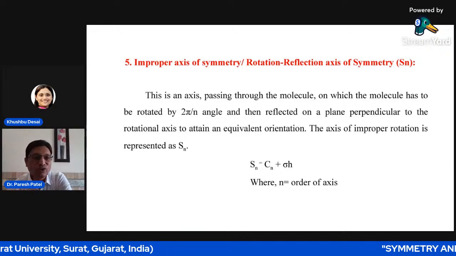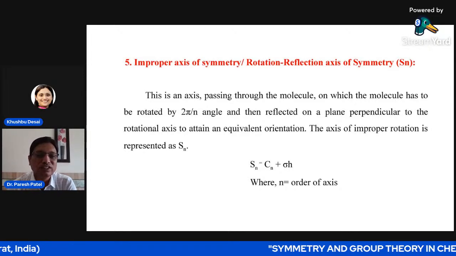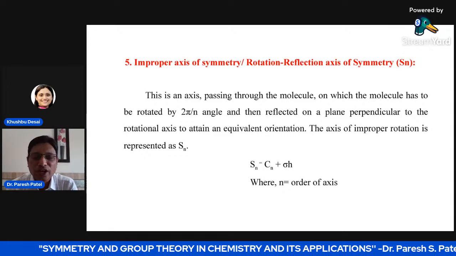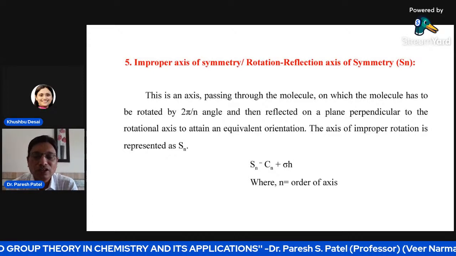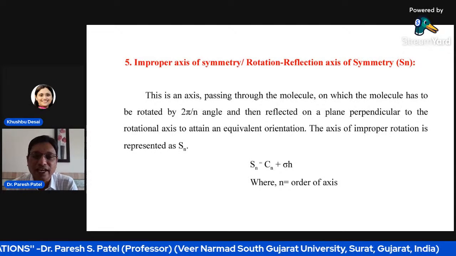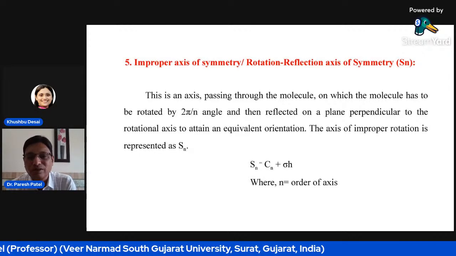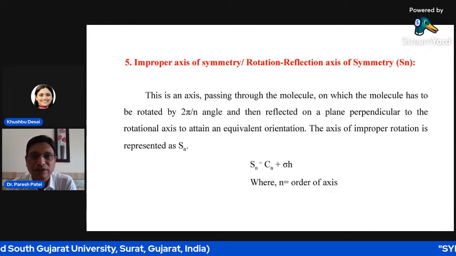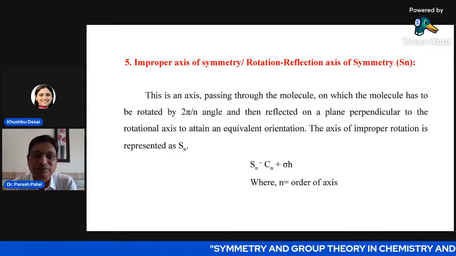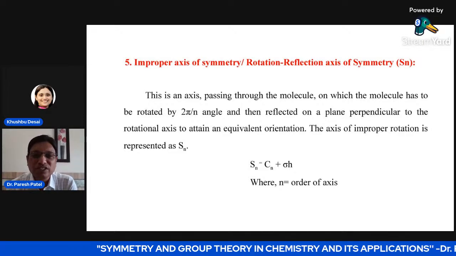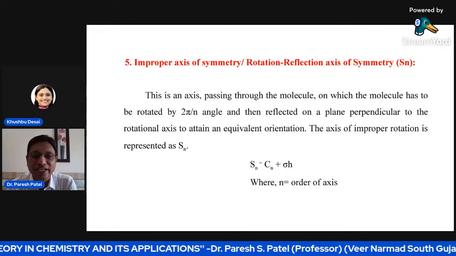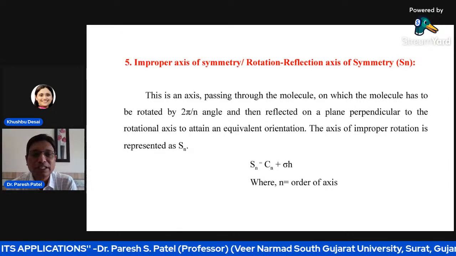Okay. Now, what is the improper axis of symmetry, or rotation reflection axis of symmetry? Dear students, we have to imagine a rotational axis and rotate our molecule along the imaginary axis, and then reflect through a horizontal plane. Horizontal plane means that the plane should be perpendicular to the main principal axis, to get the equivalent orientation position. So this type of symmetry can be recognized as improper axis of symmetry or rotation reflection axis of symmetry. Next one, please.